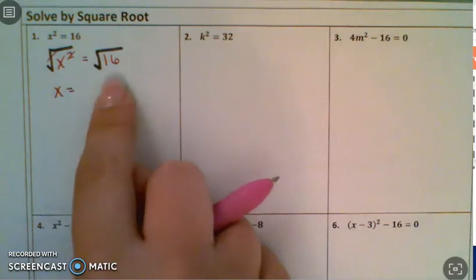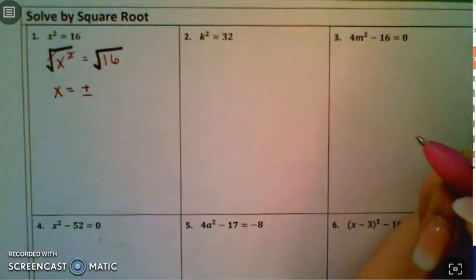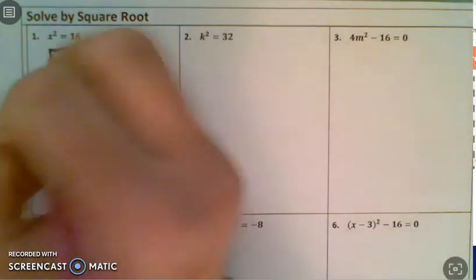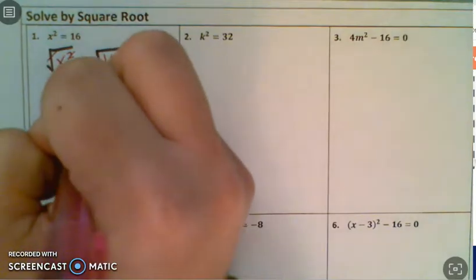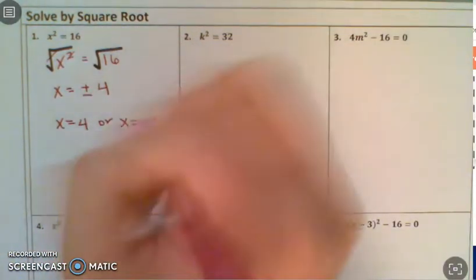But when you take the square root of 16, since you are placing the square root there, you need to write plus or minus, and then take the square root. So the square root of 16 is 4. So this means your answer can be x equals a positive 4 or x equals a negative 4.